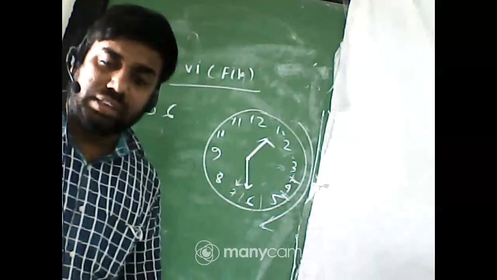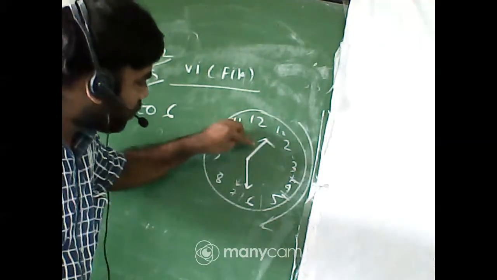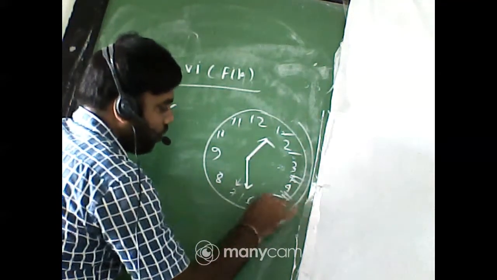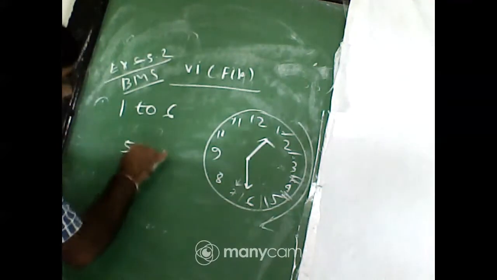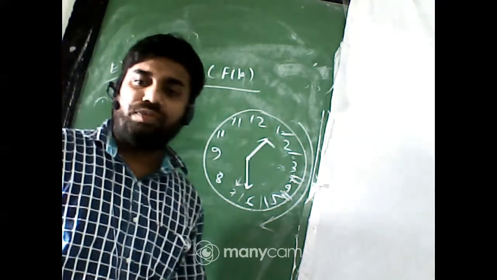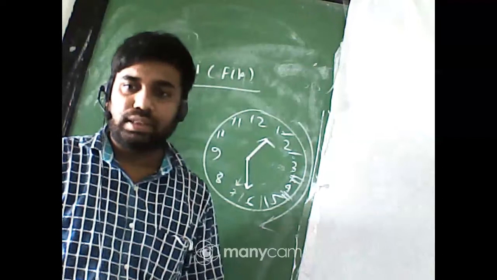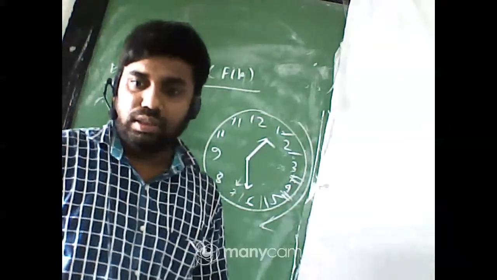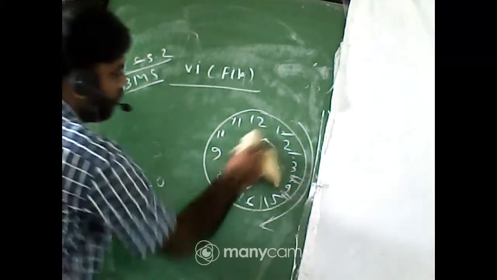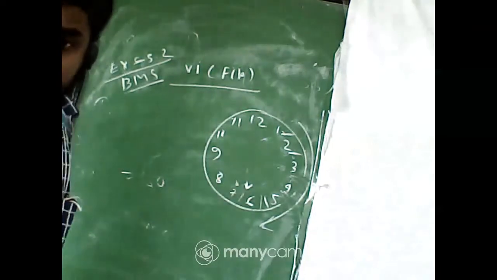I think you are confused about how many gaps there are between 1 and 6. Count it fast, it's very easy. 1, 2, 3, 4, 5. So 5 gaps are there. 5 into 30, that is 150. Why are you confused with 180° obtuse angle? Just follow the method: counting gaps and multiplying by 30.